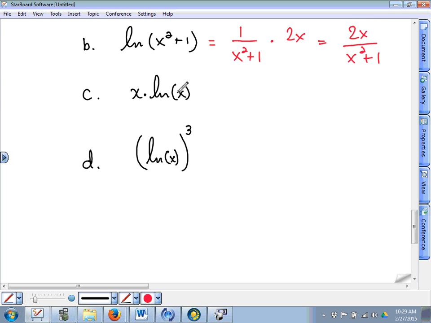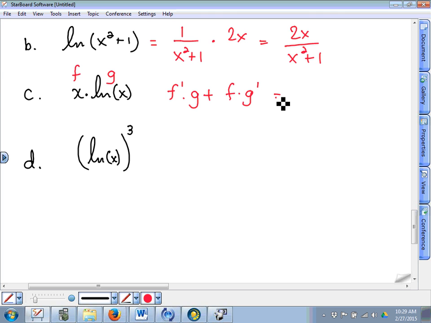What's going to happen here? Yep, the product rule of derivatives. So if we're thinking like this is f and this is g, then the product rule is f prime times g plus f times g prime. That's the product rule.